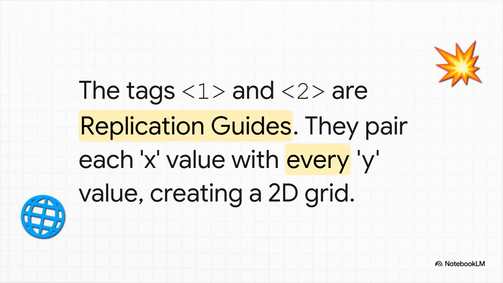But what if you want a grid, not just a line? Well, this is where it gets truly powerful. By adding these little tags, these things called replication guides, we're actually changing the matching rules. Think of it like this. Instead of pairing the first x value with the first y value, we're telling Dynamo to pair the first x with every single y. Then take the second x and do it all over again. Pair it with every single y. With that tiny little change, a single line of points just explodes into a full 2-dimensional grid. That's exponential power right there.